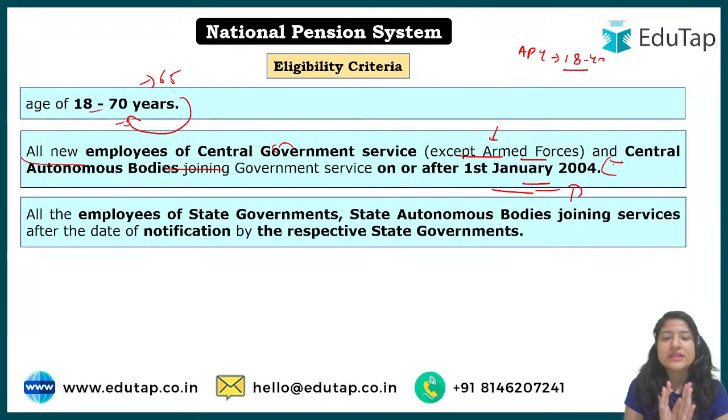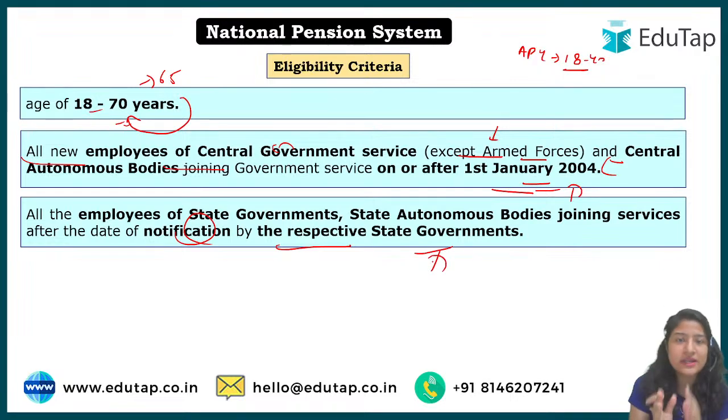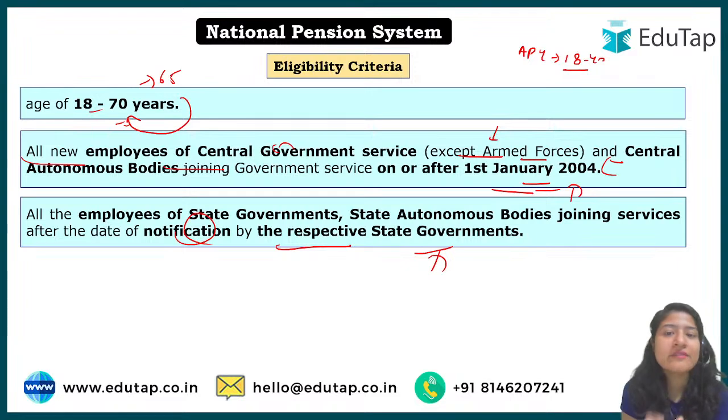But there is no such timeline that has been decided for states. For states, it has been said that whatever notification is launched by the state government, only on that basis will it be decided when the employees of the state government will be part of the NPS system. In simple language, all the new employees of the central government from 1st of January 2004 will be automatically under NPS. But in case of states, there is no specific timeline assigned. It depends from state to state, whatever notification they release, and whatever date and year they mention, from then only the employees will come under NPS automatically.